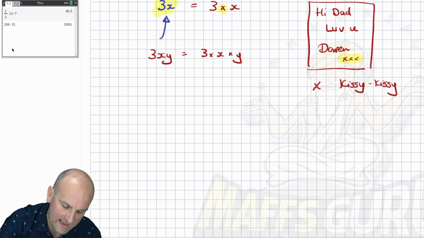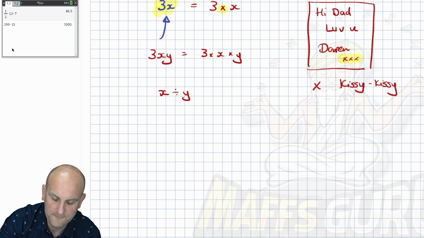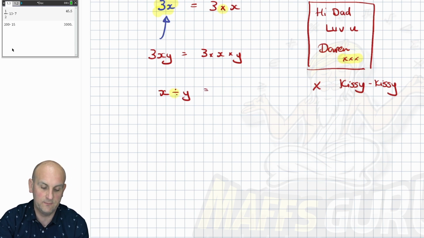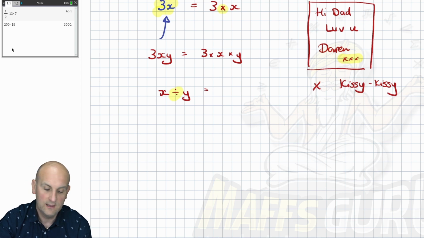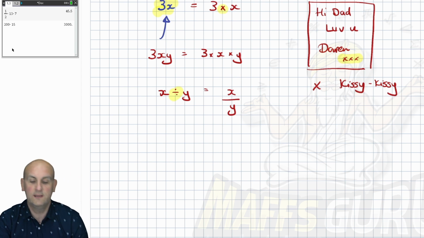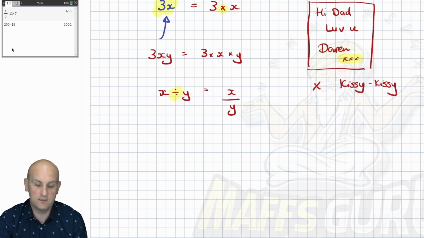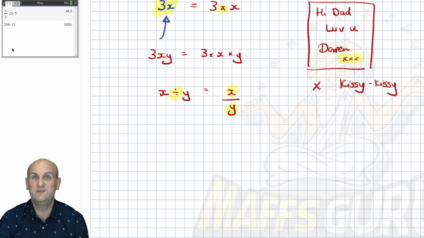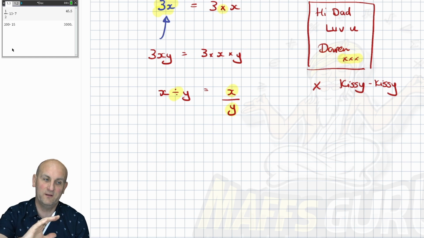What about if I had X divided by Y? Well, we can write that as a fraction. We know that a divide sign can be written in lots of different ways. And that is exactly the same as X divided by Y. Now, when you see this later on in the videos, I will talk about this as bunk beds. And I will say the X is on the top bunk and the Y is on the bottom bunk. Because if you think about bunk beds, there's one person above the other.